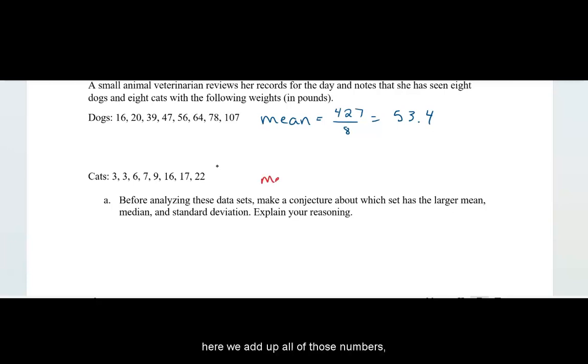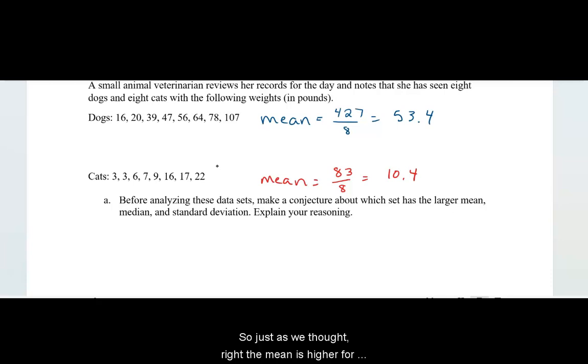Now I'm going to jump down to the cats. And the mean here, we add up all of those numbers. We get 83. And again, there's 8 of those, so we divide by 8, and we get 10.4. So just as we thought, the mean is higher for the dogs than it is for the cats, which makes sense.